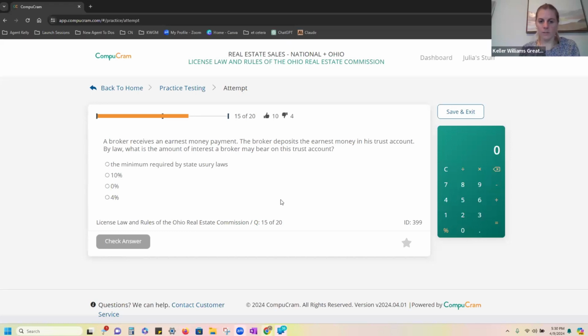A broker receives an earnest money payment. The broker deposits the earnest money in his trust account. By law, what is the amount of interest a broker may bear on his trust account? A, the minimum required by state usury laws. B, 10%. C, 0%. Or D, 4%.